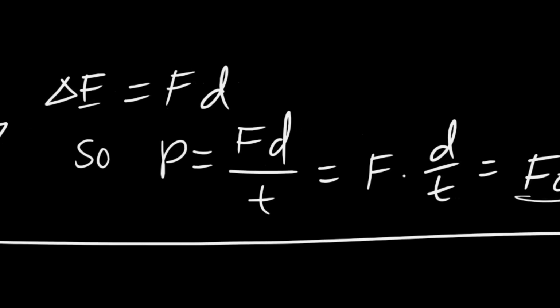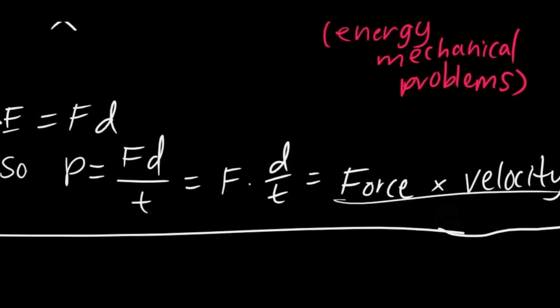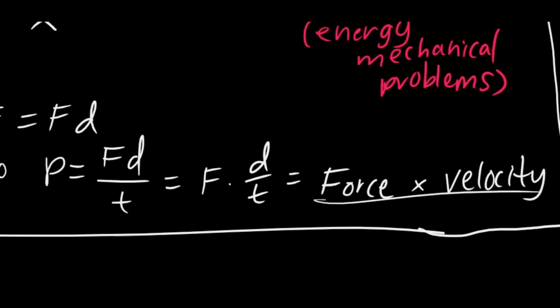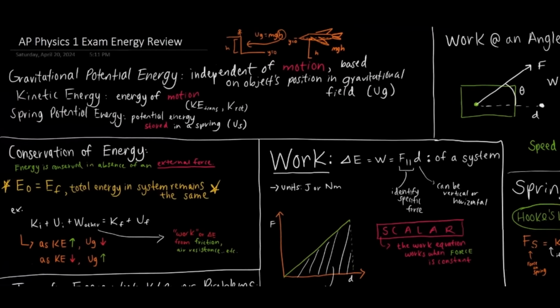Now we know that d over t, or displacement over time, is just the velocity, right? So that's just force times velocity, because d over t is the velocity, and so power is also equivalent to force times velocity.